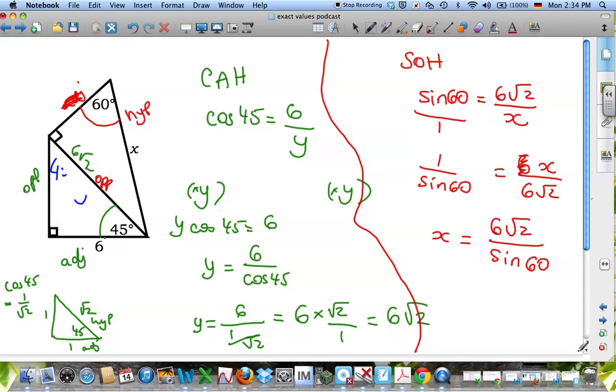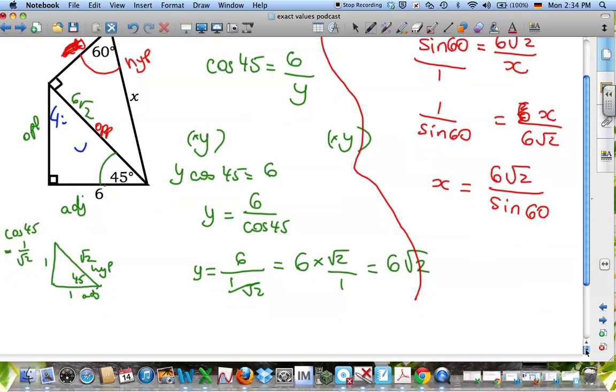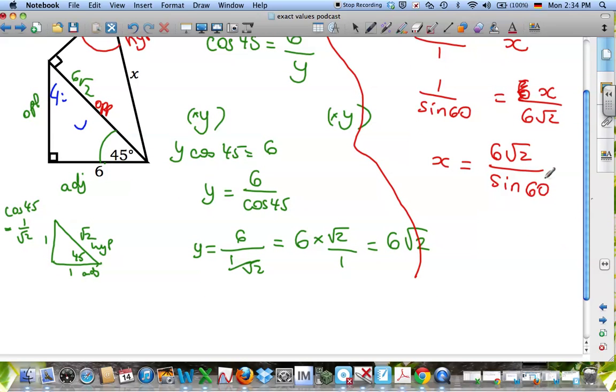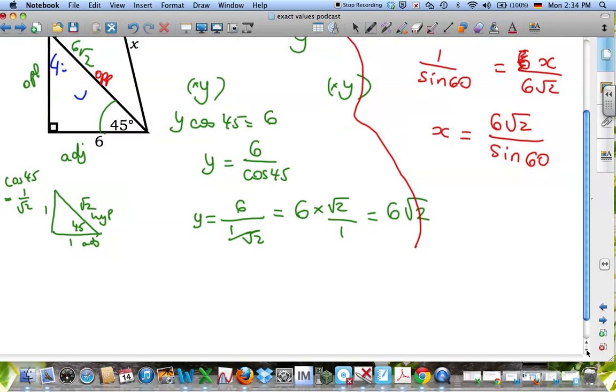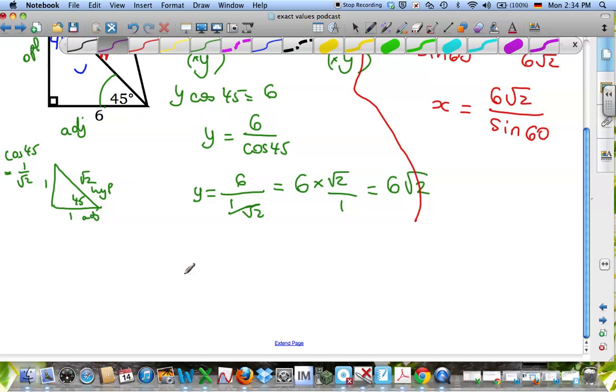Good idea. We would normally get our calculator at this stage, but this is a non-calculator question, so we need to work out what sine 60 is. I think we need one of our triangles. We need another triangle. Should we get another colour? Yep, keep it interesting. Right, let's go for purple.